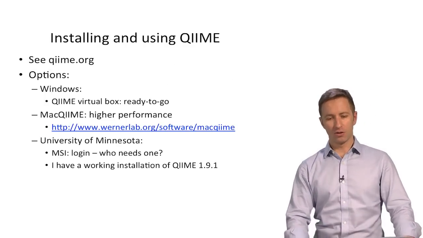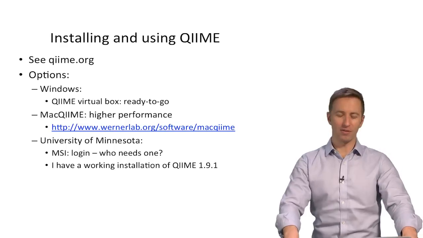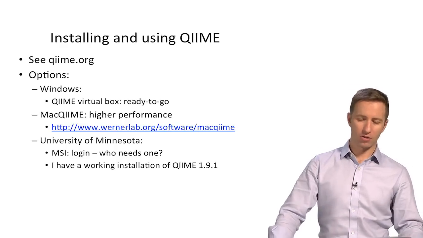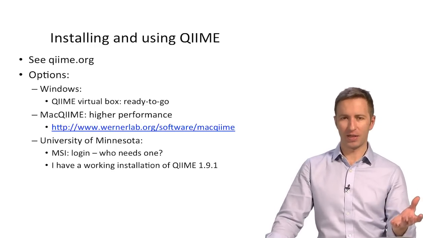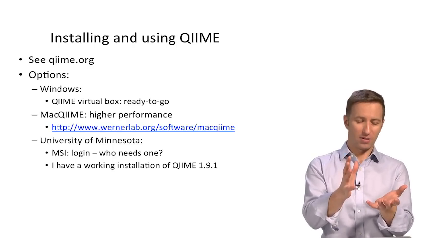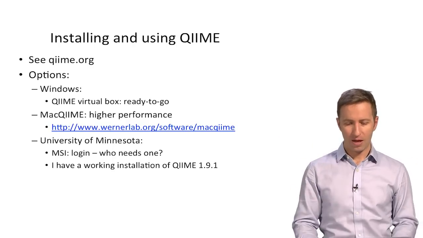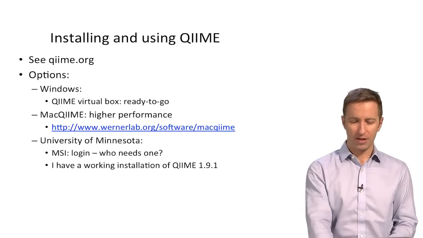So we're not gonna go into a demo of Qiime right now, but I want to give you some references for getting Qiime working. If you have a Windows machine, the easiest way is probably by using a Qiime VirtualBox. So you download this thing called a VirtualBox. It's basically simulating another computer running inside your computer, and it has Qiime installed, everything, all the dependencies and everything. It's just ready to go.